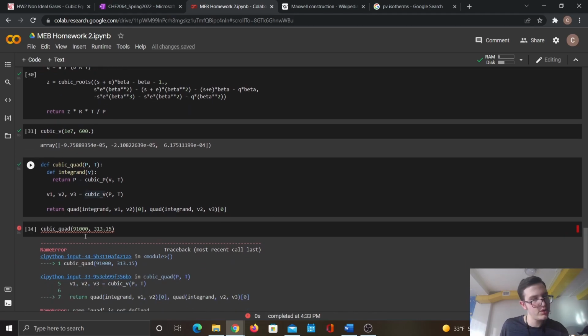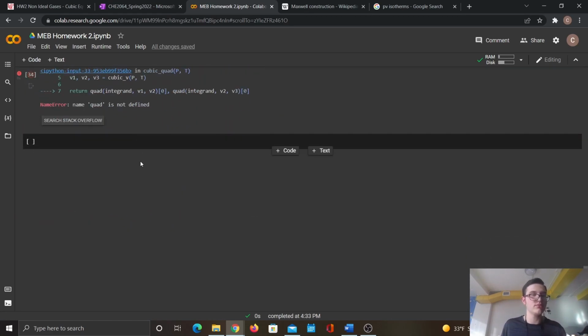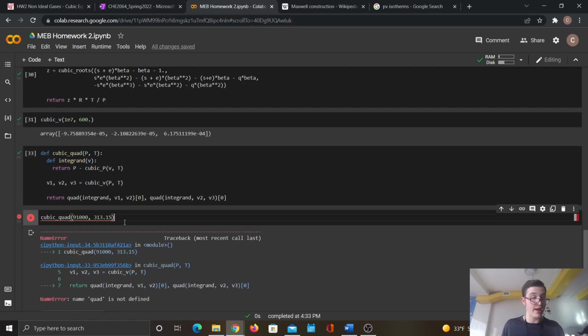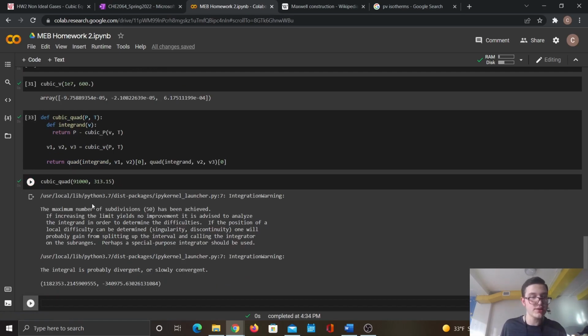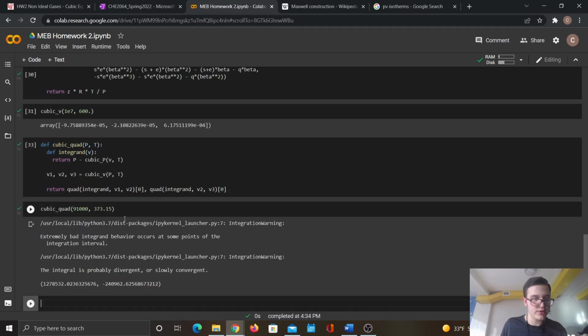Cubic quad, name quad is not defined. I forgot to actually make quad a thing in this. Shift Enter. Probably divergent or slowly convergent. That could just mean that our value is off. Probably divergent or slowly convergent. Still.